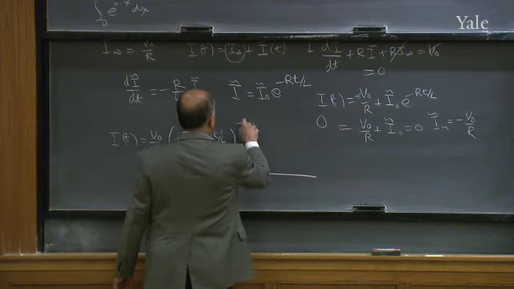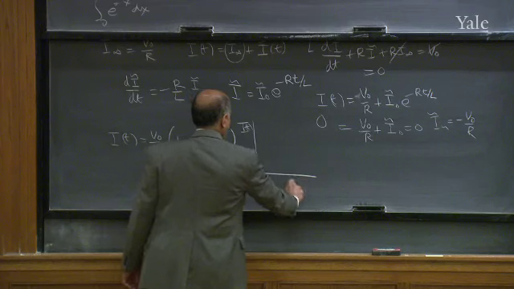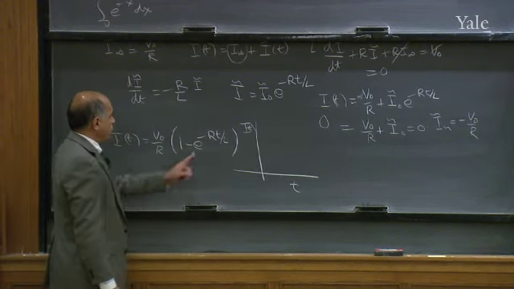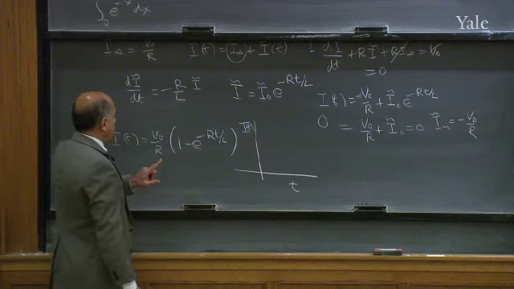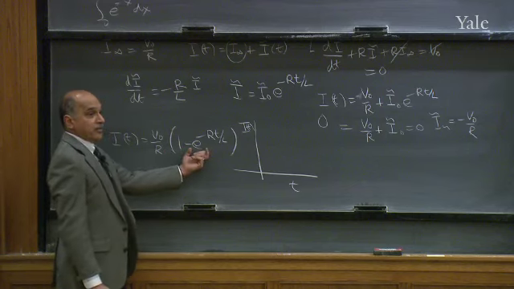And let's plot this graph, I of t versus t. At t equal to 0, e to the minus 0 is 1. You get 1 minus 1, you get nothing. At t equal to infinity, e to the minus infinity is 0.